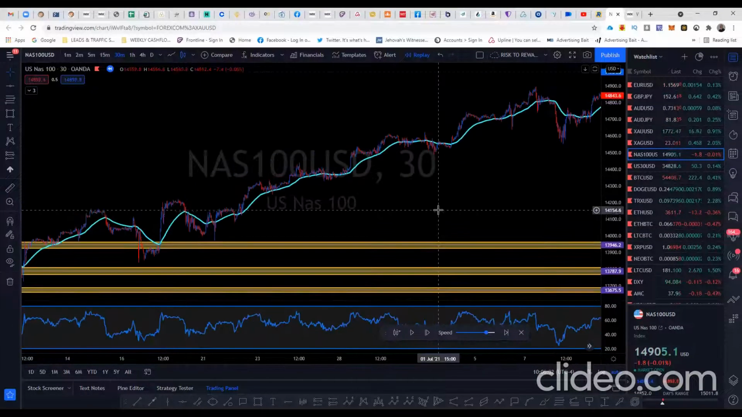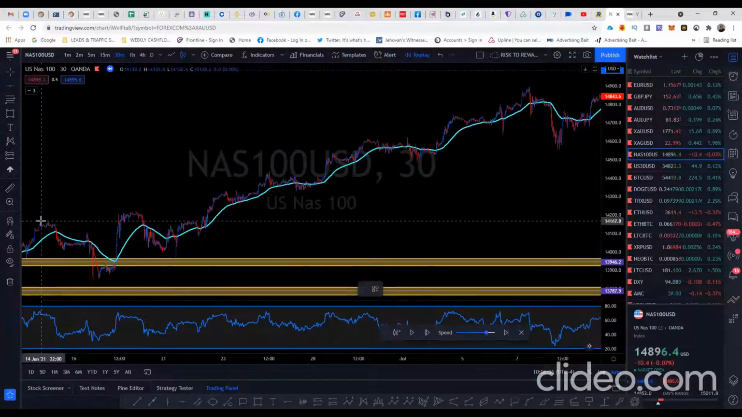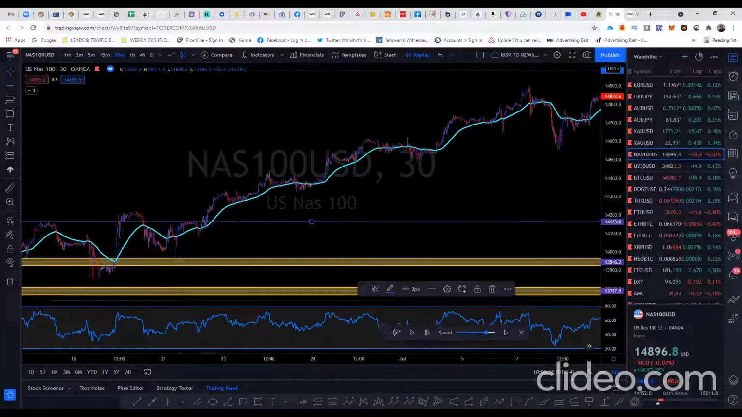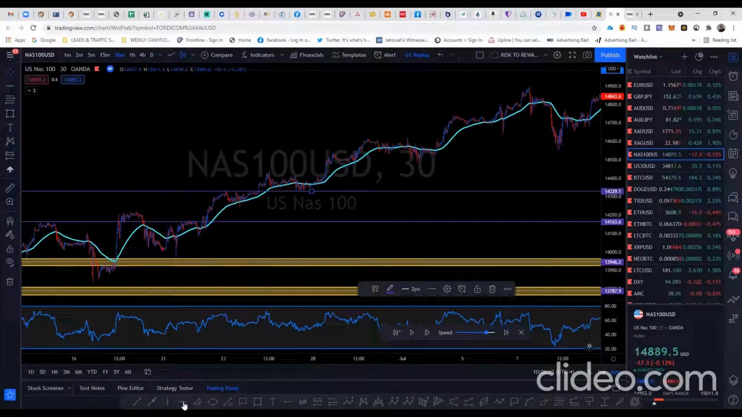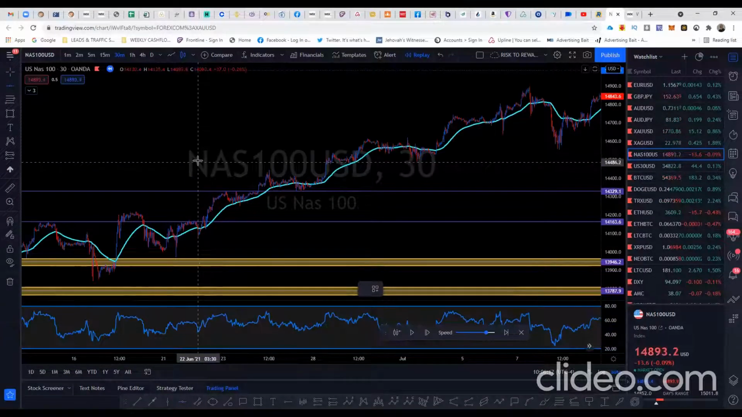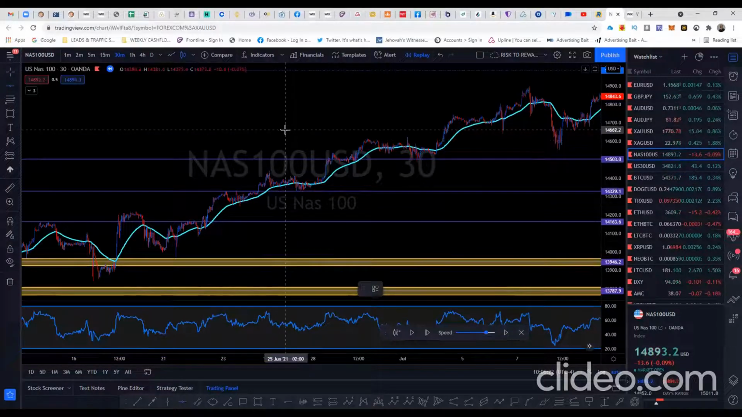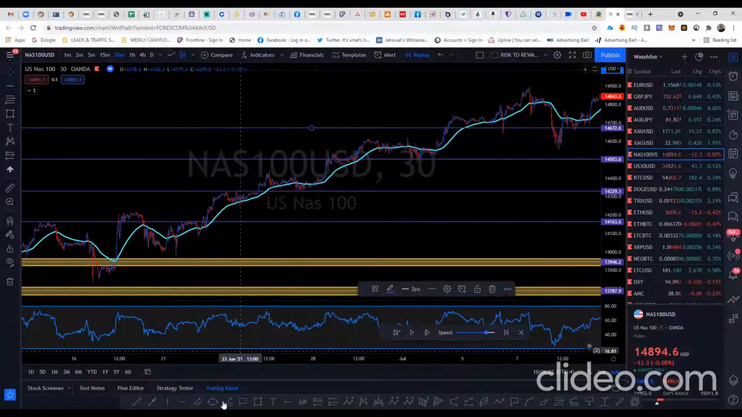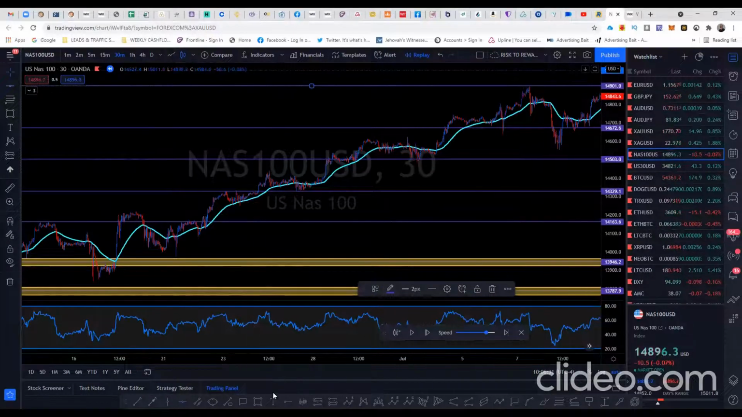Zoom in. Basically, I'm marking up the points up here, just marking up spots where price is respecting it as support and resistance. That's all we're doing. Some resistance right up in there. Right there.